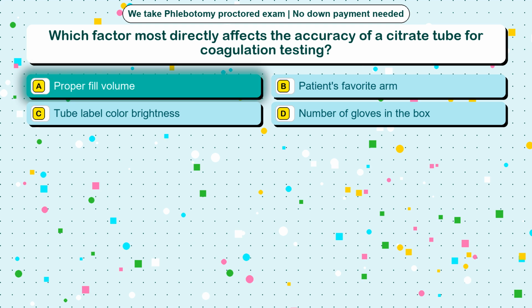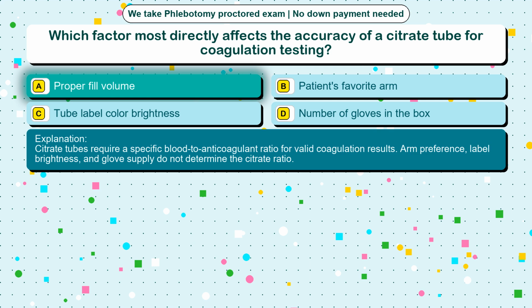Proper fill volume. Citrate tubes require a specific blood-to-anticoagulant ratio for valid coagulation results. Arm preference, label brightness, and glove supply do not determine the citrate ratio.